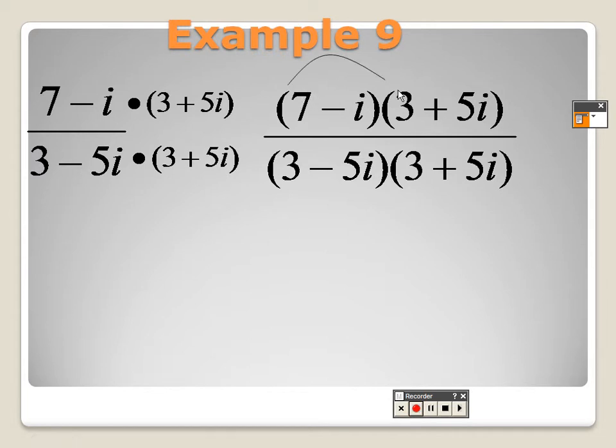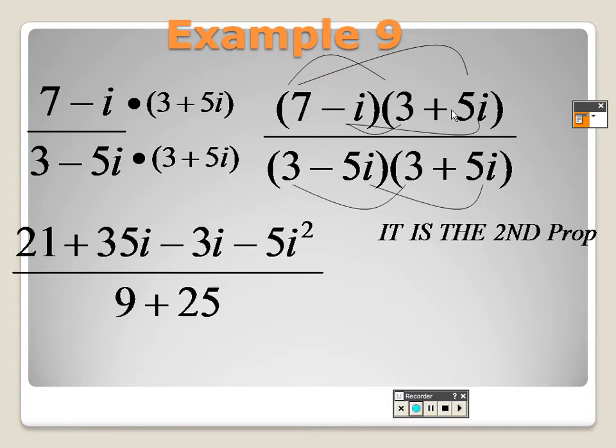7 times 3 is 21. 7 times 5i, which I guess I'll just stop right there and we'll walk through all this in the bottom. So 7 times 3 is 21. 7 times 5i is 35i. Negative i times 3 is a negative 3i. Negative i times 5i is negative 5i squared. And if you remember the rule, 3 times 3 is 9. 5 times 5 is 25, if you remember the rule with conjugates.